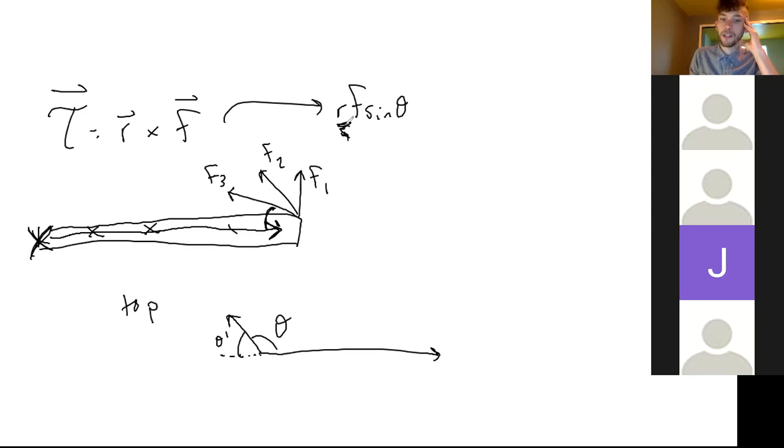So you need to understand that torque depends on all of these things: how far away we are from the axis of rotation, the strength of our force, and what angle our force is making with that line drawn from the axis of rotation, right?